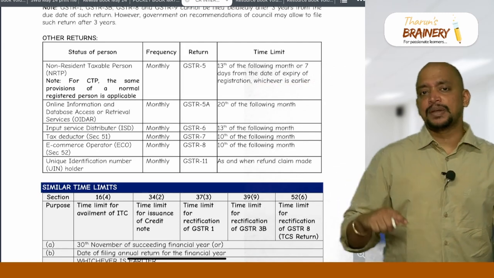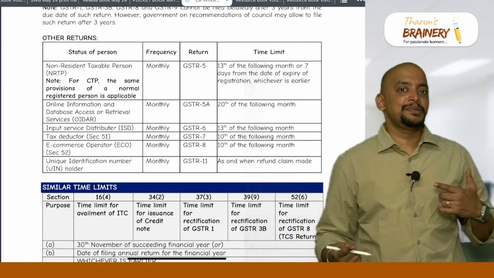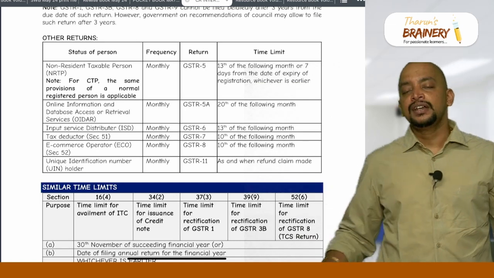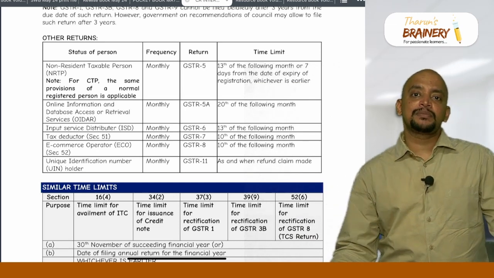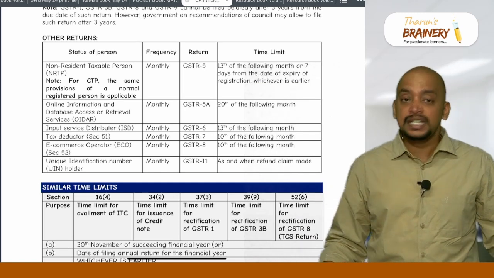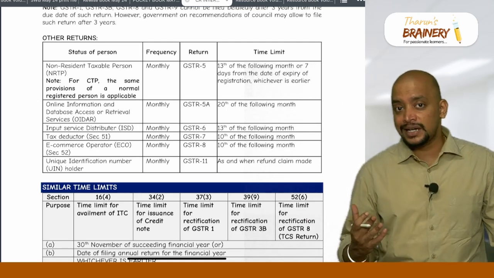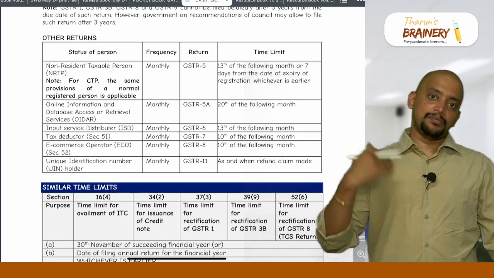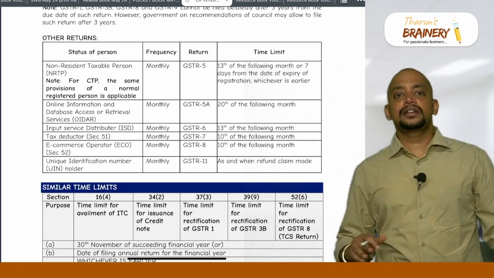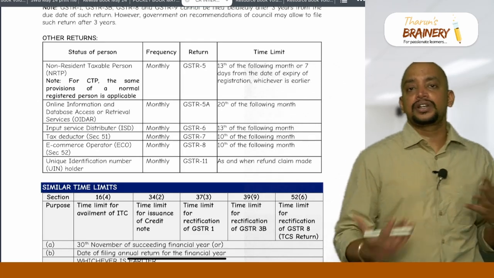And CTP, actually whenever we refer to NRTP, we also compare with CTP. So what is the time limit for filing return by a CTP? For CTP we don't have any separate returns. The regular GSTR-1 and GSTR-3B are applicable for a person who is a CTP, that is, casual taxable person.